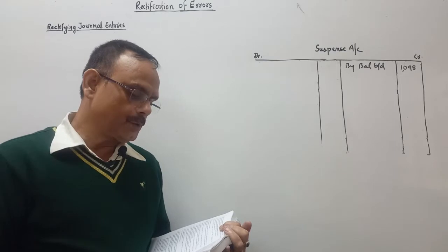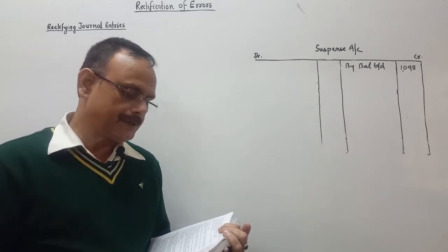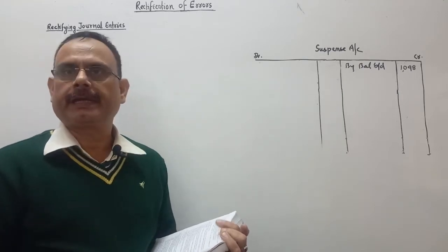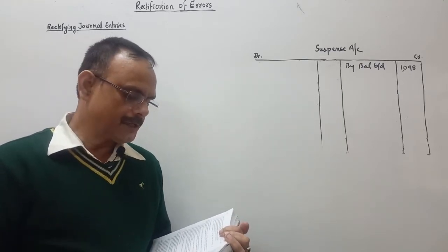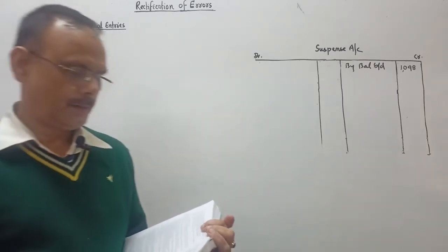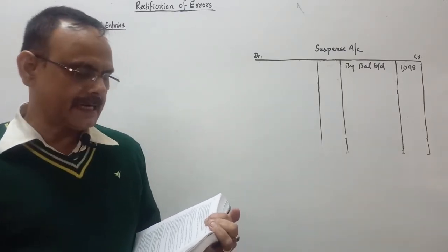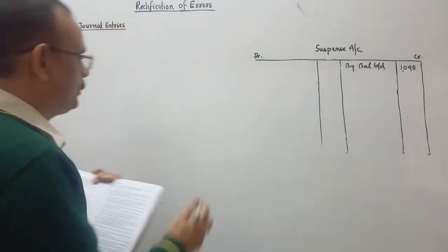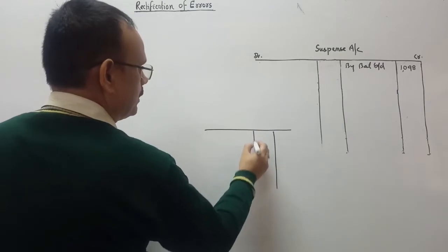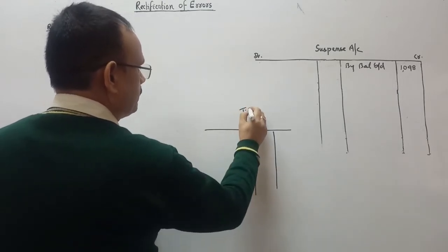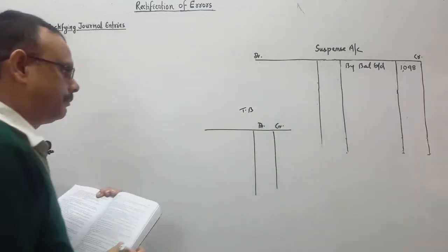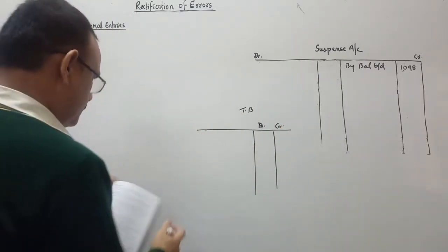Being desirous of closing his books, he places the difference to the suspense account. Later on, he detects the following errors. Number one is goods purchased from Surinder for rupees 350 has been credited to his account as 530. We will see the effect in the trial balance directly, whether the trial balance agrees or disagrees due to these particular errors.